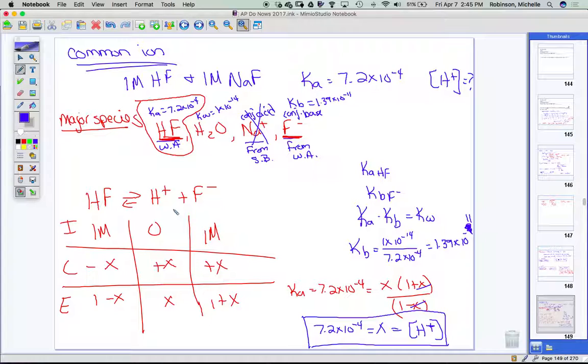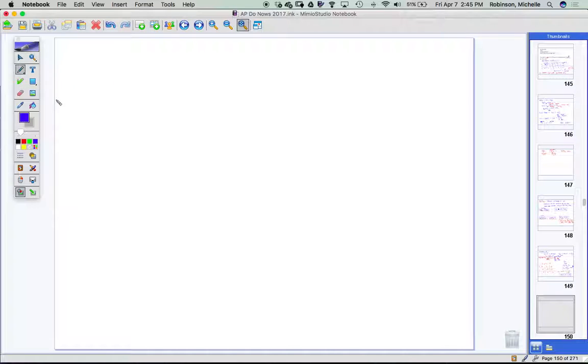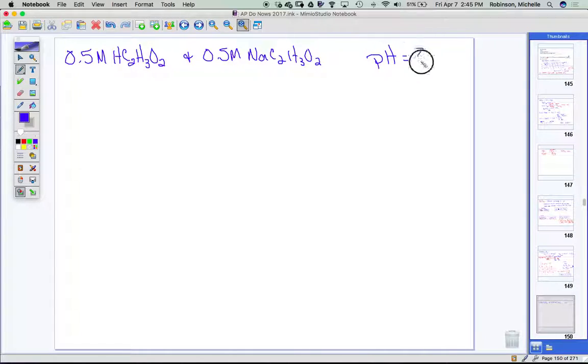All right, so let's look at the buffer sample 2 problem, now that we kind of know what a buffer is. And it tells us it's a buffered solution. But even if it didn't, it says we have 0.5 molar acetic acid. We'll write it this way today. And a 0.5 molar sodium acetate solution. Calculate the pH.